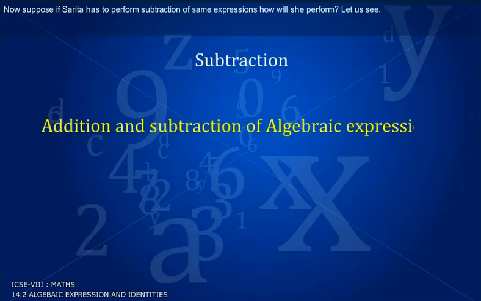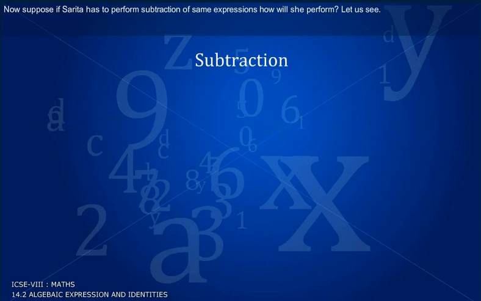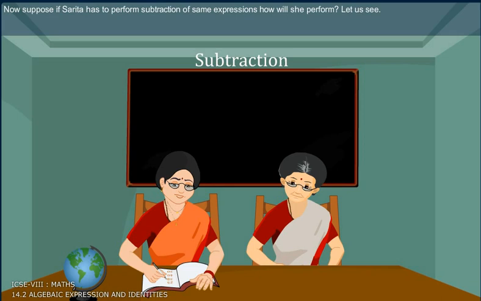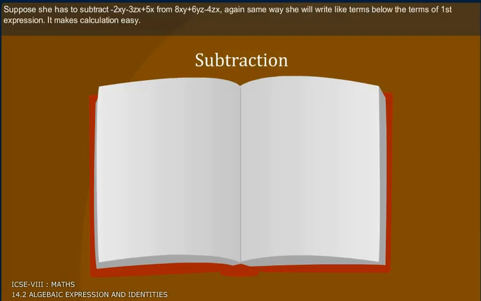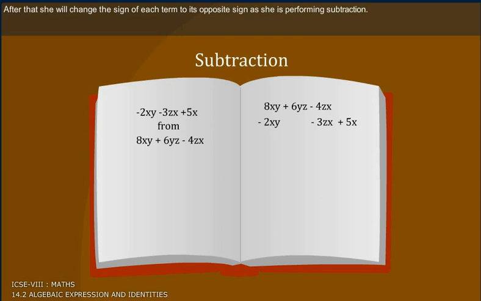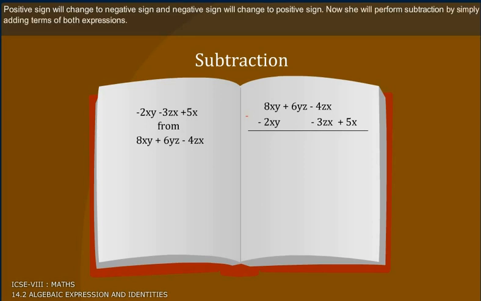Now suppose Sarita has to perform subtraction of the same expressions, how will she perform? Let us see. Suppose she has to subtract minus 2xy minus 3zx plus 5x from 8xy plus 6yz minus 4zx. Again in the same way, she will write like terms below the terms of the first expression. It makes calculation easy. After that, she will change the sign of each term to its opposite sign as she is performing subtraction. Positive sign will change to negative sign and negative sign will change to positive sign.